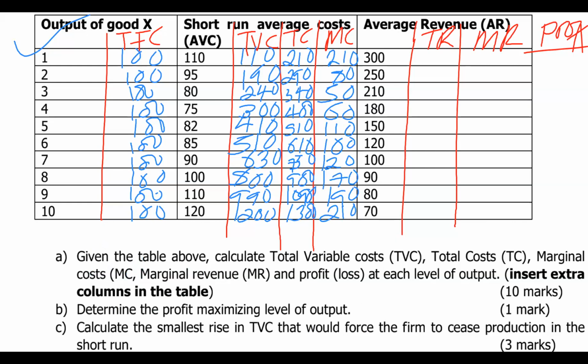Okay, now we can go to the total revenue. Since we are given average revenue, how can you find total revenue? By multiplying average revenue by output. Average revenue equals total revenue over output, so to get total revenue you multiply average revenue by output. Therefore the total revenue here shall be 1, being the output, times 300, being the average revenue, which gives 300. Is that clear? And then you have 2 times 250, that should give us 500.